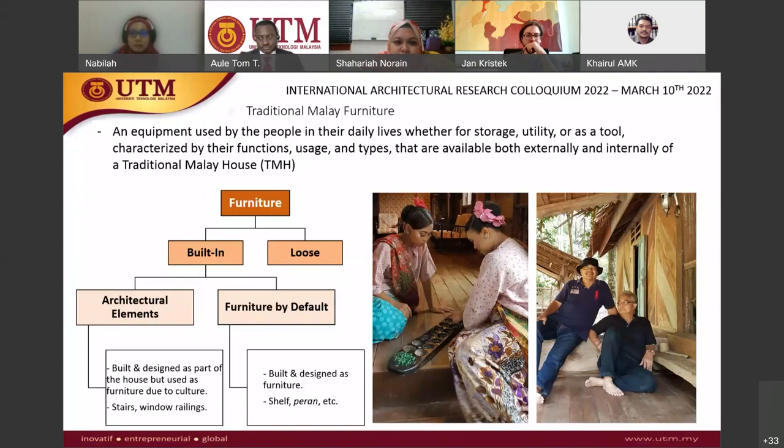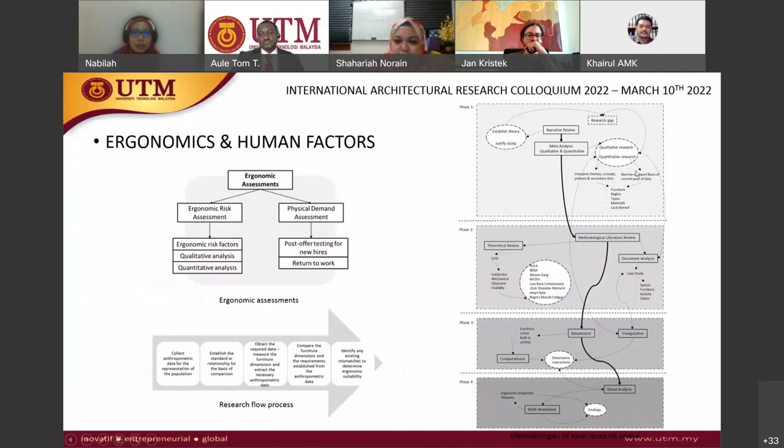So basically, to look into whether furniture is ergonomic or not, it pertains to human factors. You have to look into the ergonomic assessments, which are ergonomic risk assessment and physical demand assessment. These are the two factors that are looked into to determine whether the furniture is considered ergonomic or not.